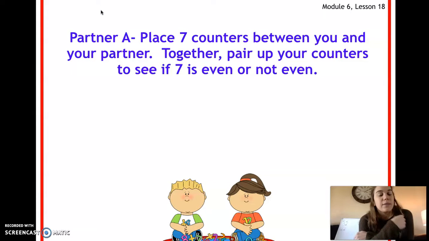7 is not even because there is a leftover group. There would be a leftover counter. So you would have 3 groups of 2 with 1 counter left over.